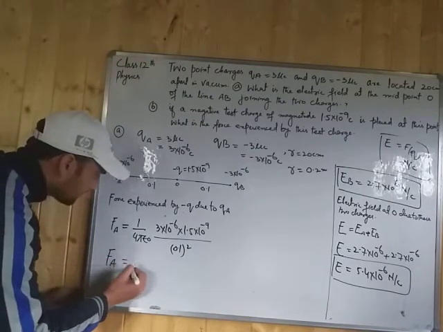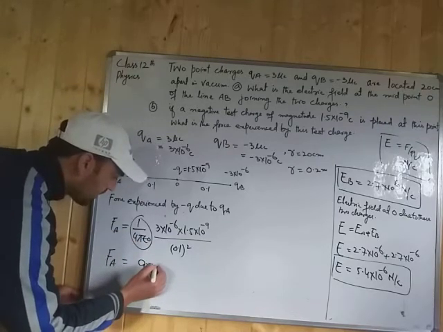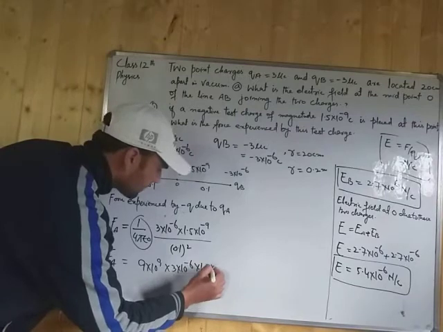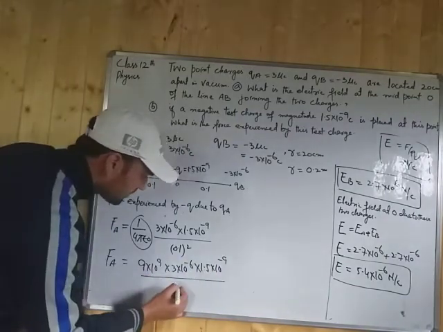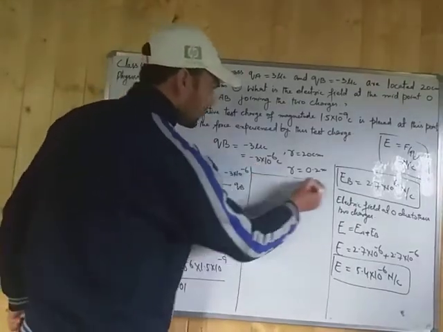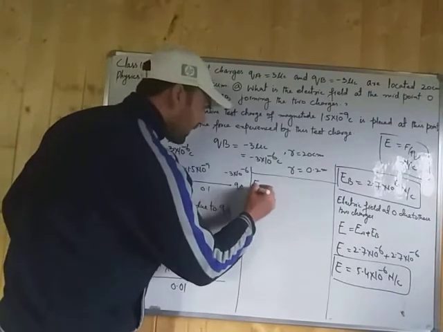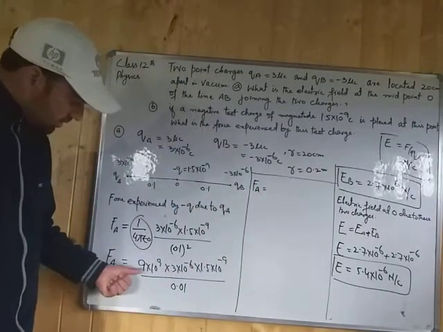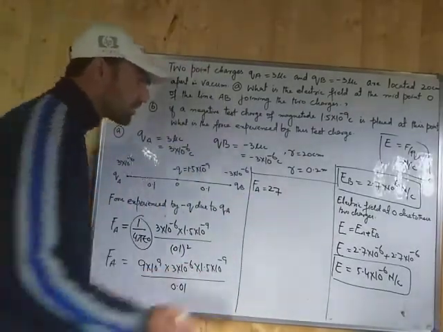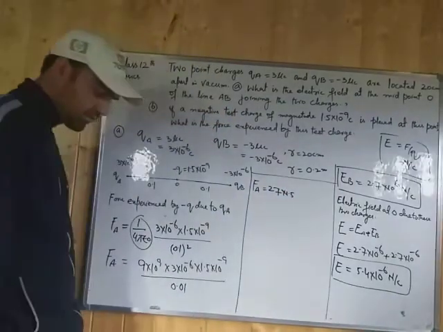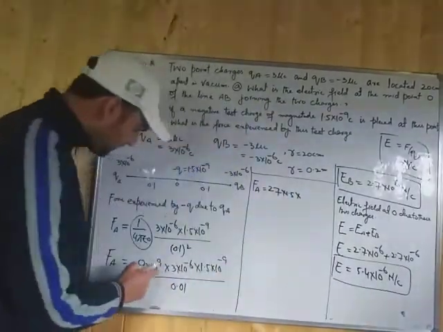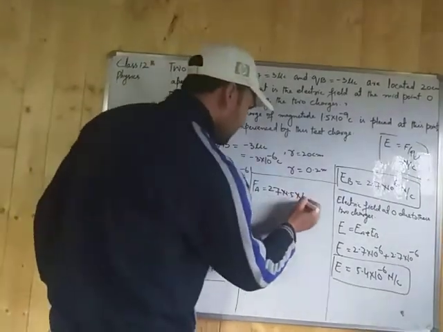So we'll write FA is equal to 9 into 10 raised to power 9, into 3 into 10 raised to power minus 6, into 1.5 into 10 raised to power minus 9, divided by 0.01. So FA is equal to 9 into 3, that's 27, into 1.5, into 10 raised to power 9, so this and this will cancel, so it will be 10 raised to power minus 6.